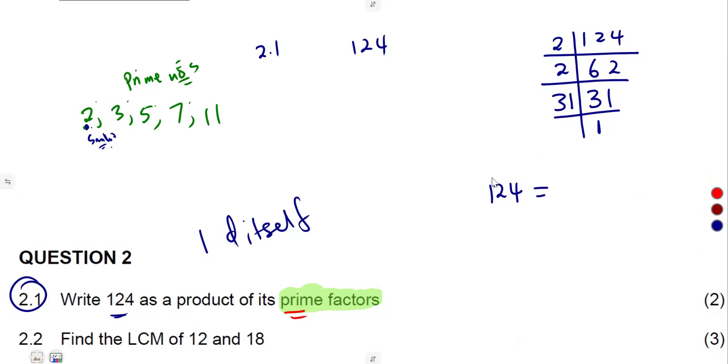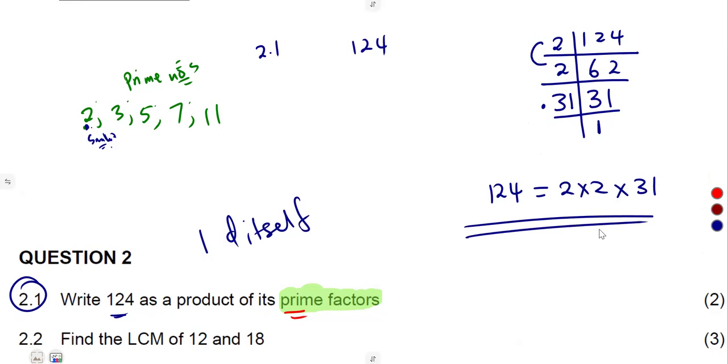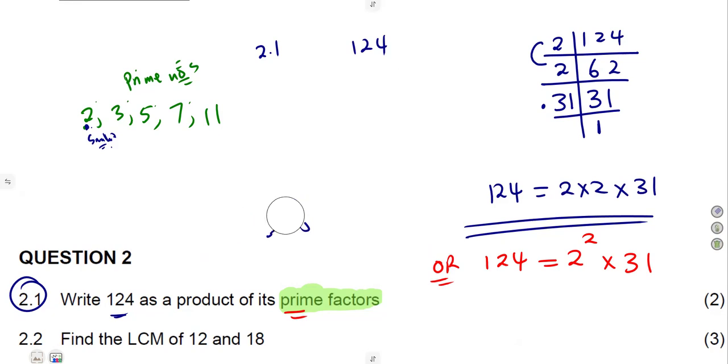124 can be written as a product of its prime factors as 2 times 2 times 31, just like that. So this is what you have. You can write it in exponent form. 124 is 2 times 2 times 31, and 2 times 2 simply means 2 squared times 31. This is it. So to verify your answers, use the calculator now.